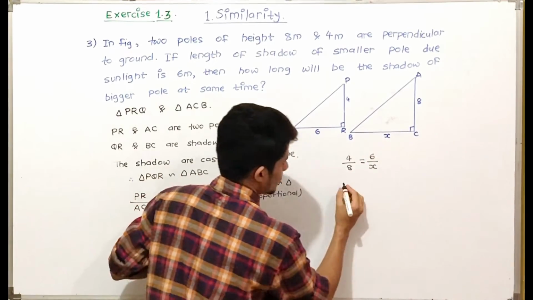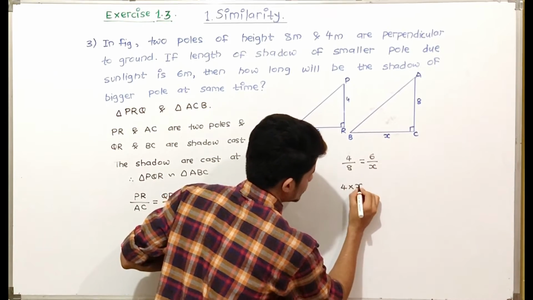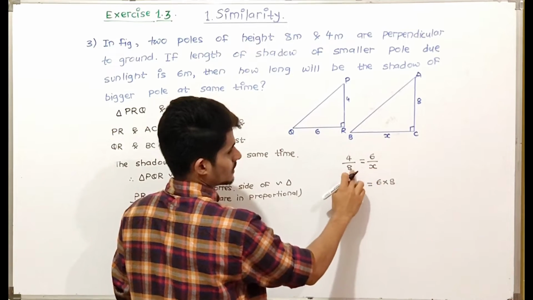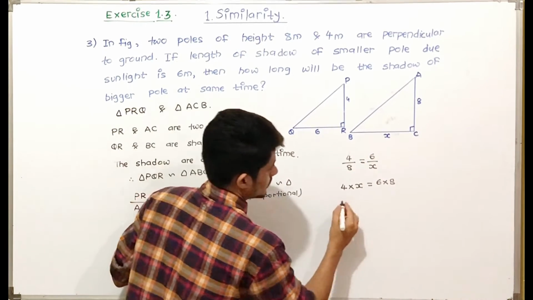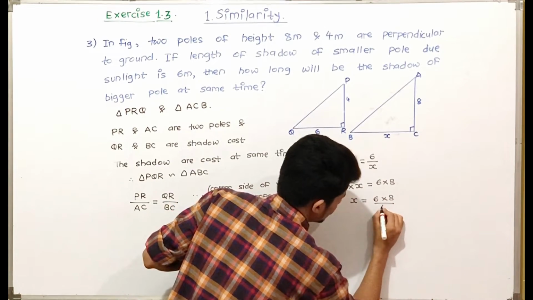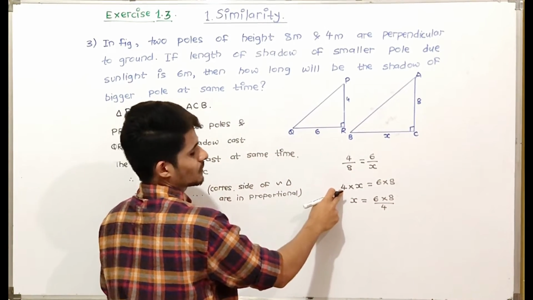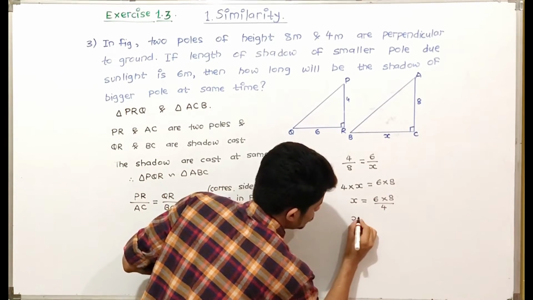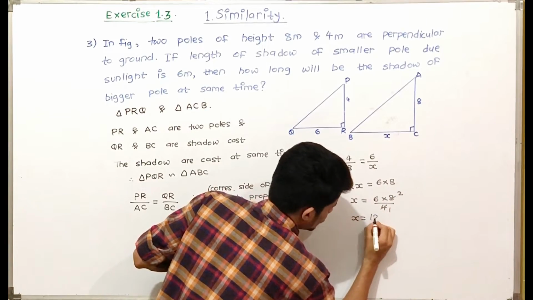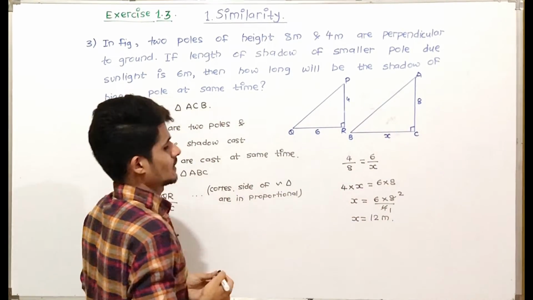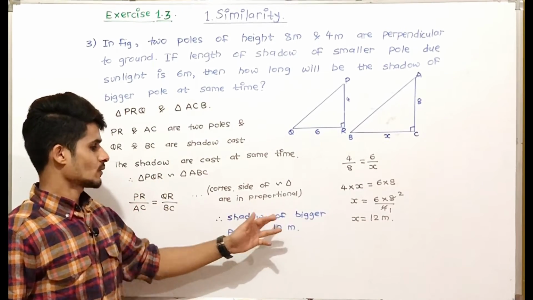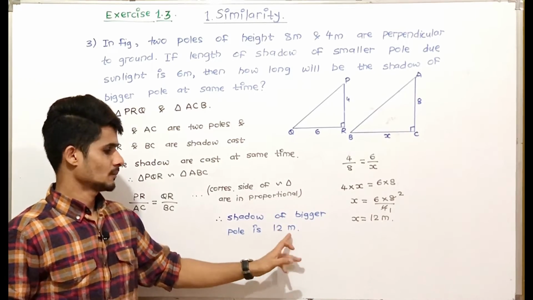Now we'll cross multiply, that is 4 into x is equal to 6 into 8. So x is equal to 6 into 8 upon 4. The 4 here is multiplied, it will go there and divide. So x is equal to 4 twos are 8, 4 threes are 12 meter. The value of x is 12 meter. Therefore, the shadow of the bigger pole is 12 meter.